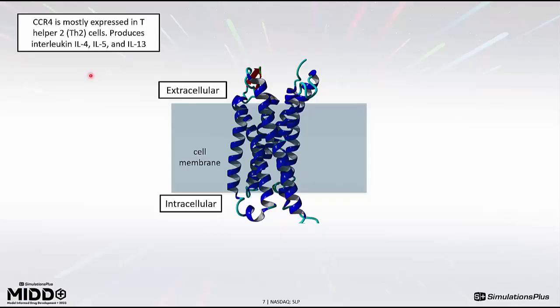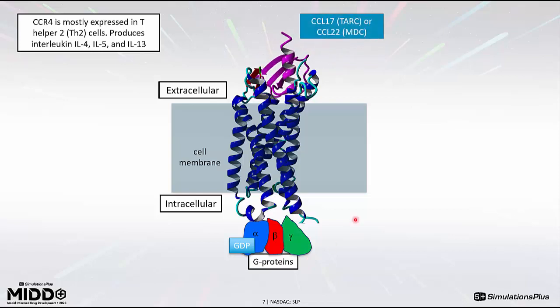CCR4 is a G-coupled protein receptor. It is expressed in T helper 2 cells that produce interleukins. GPCRs contain a 7-helix region that spans the cell membrane. G proteins are attached to the receptor on the intracellular side of the protein.